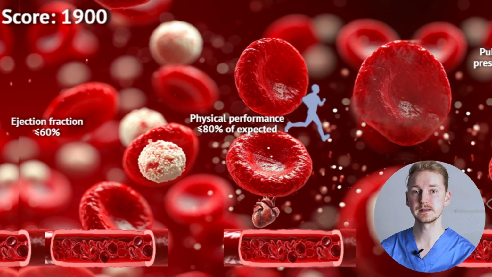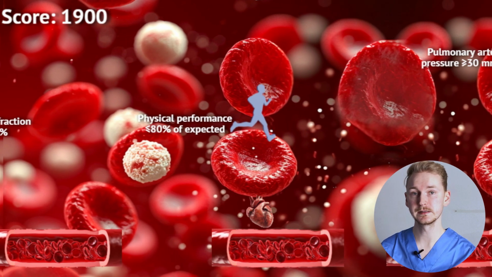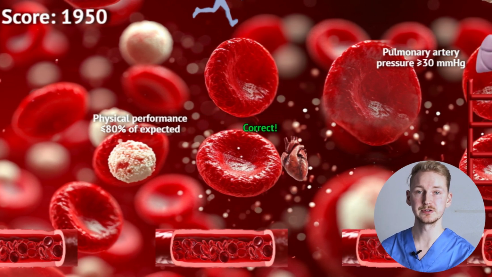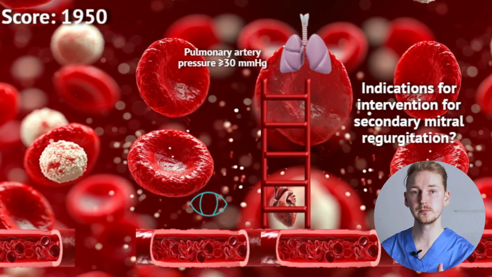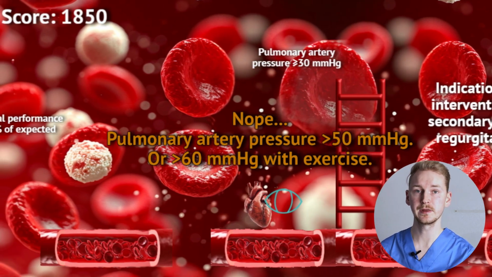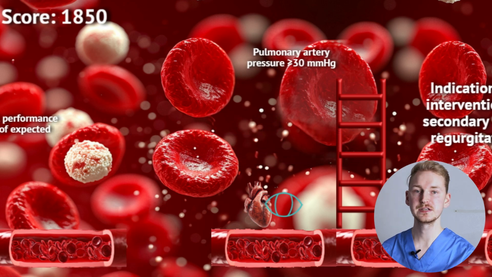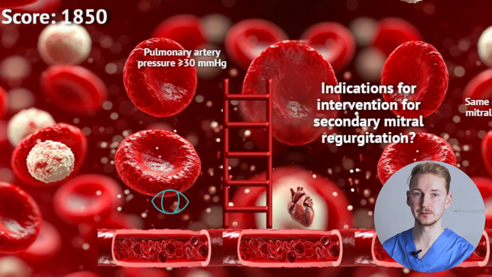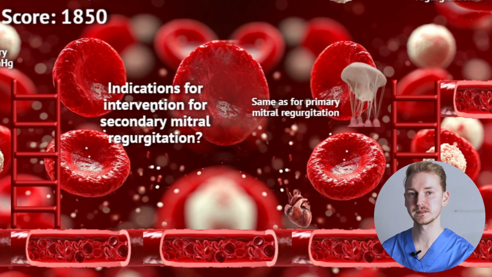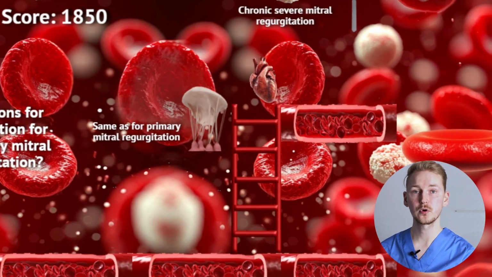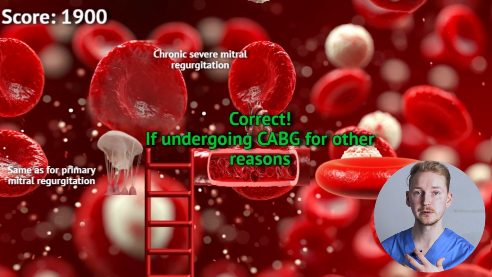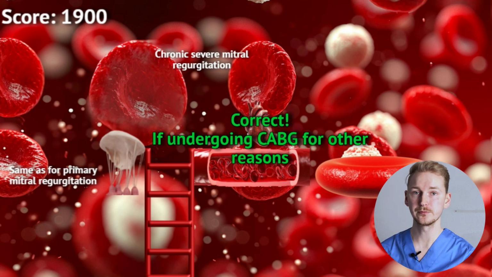Physical performance less than 80% of the expected is an indication for an intervention. Pulmonary hypertension can be an indication if the pulmonary artery pressure is over 50 or over 60 with exercise. The indications for an intervention for secondary mitral regurgitation are not the same as for primary causes. It's indicated for chronic severe mitral regurgitation if you're going through coronary artery bypass surgery for other reasons.